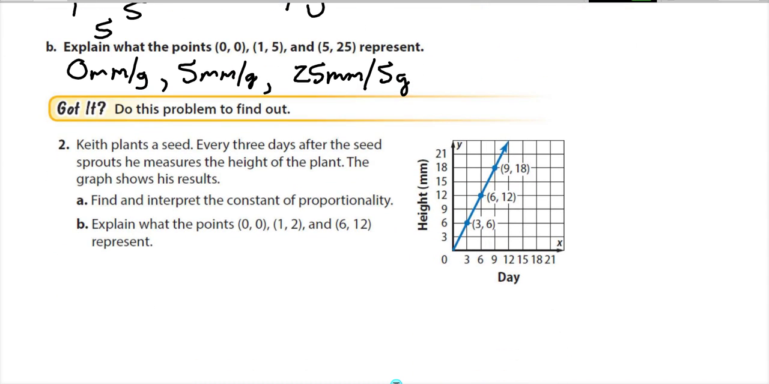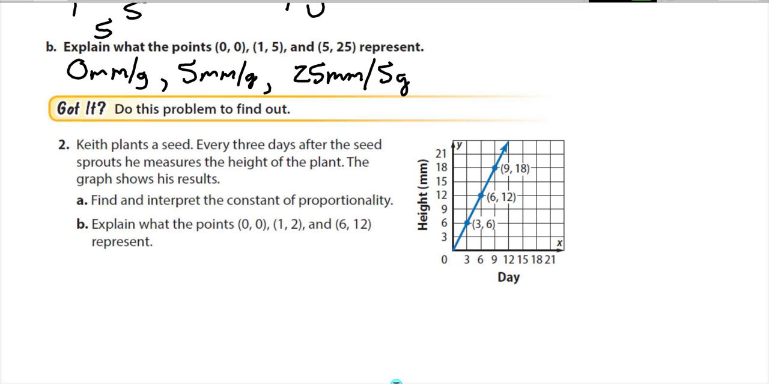All right, let's take a look. It says Keith plants a seed every 3 days. After the seed sprouts, he measures the height of the plant. The graph shows his results. Find and interpret the constant of proportionality. Then part B says explain what the points 0, 0, 1, 2, and 6, 12 mean.